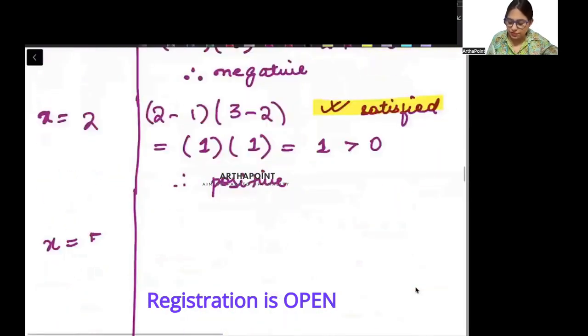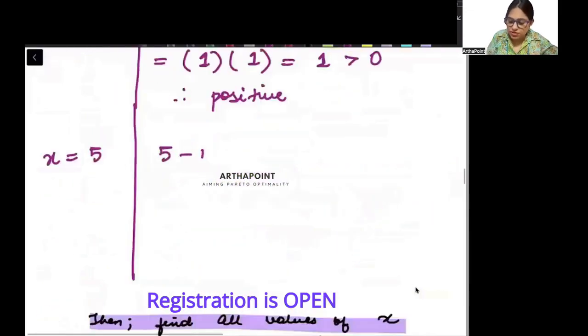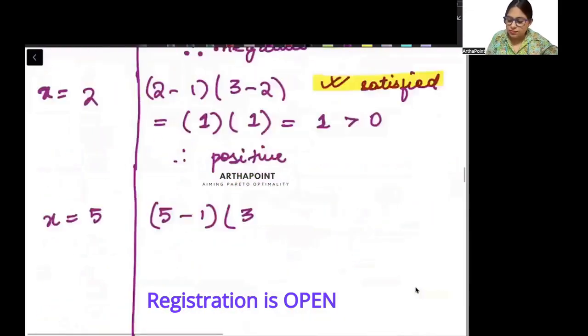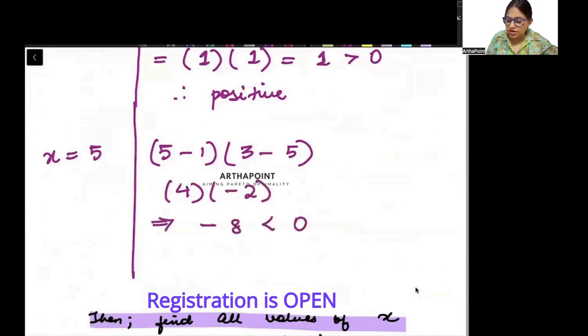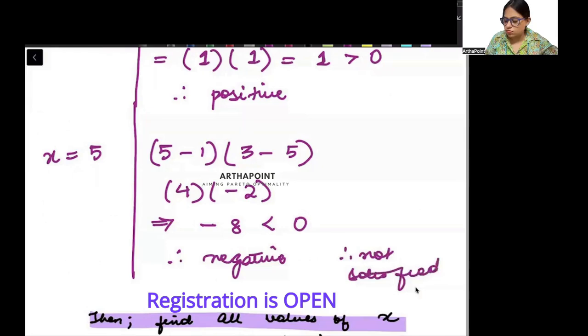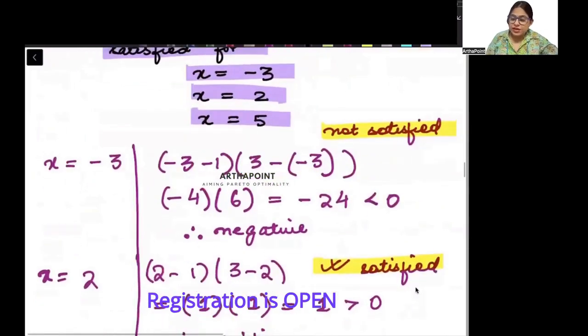Right? It is satisfied. Now we will go ahead and check for x equal to, what's the next number given, beta? 5. Again, we will start with it. So (5 minus 1)(3 minus 5). So this will be 4 into minus 2. This will be minus 8, less than 0, negative. So not satisfied.